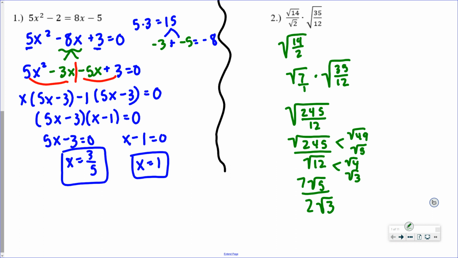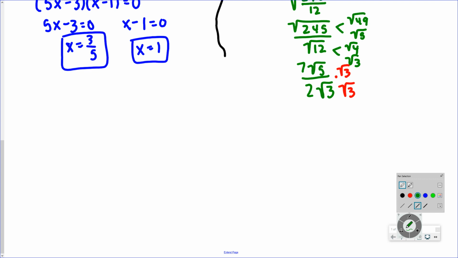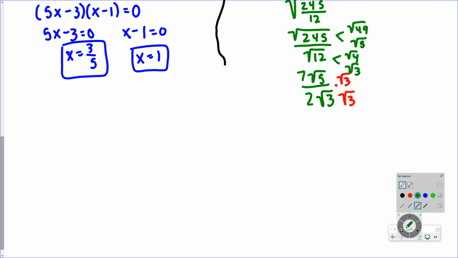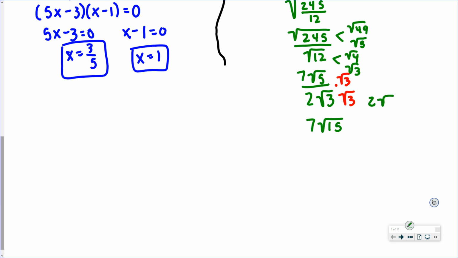All right, now I have to rationalize. So I have a radical in my denominator. This one's a doozy. Lots going on here. So times the top and bottom by the square root of 3 to get rid of that radical in the denominator. So up top I have 7 times root 5 times root 3, which would be 7 root 15. On bottom, 2 times root 3 times root 3, so that ends up being 2 root 9, or the square root of 3 times the square root of 3 is 3, so 2 times 3, 6. That would be your final answer there: 7 root 15 over 6.